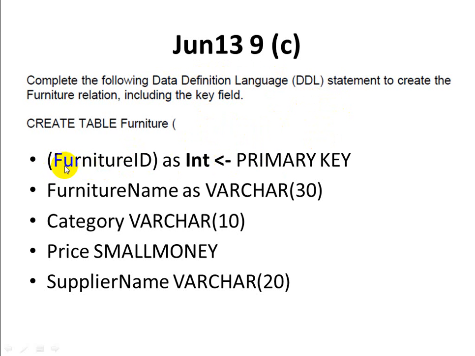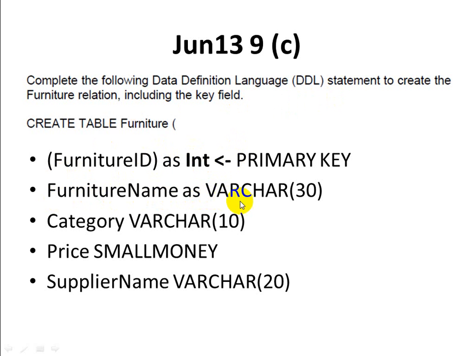You're going to write furniture ID, that's my first field. The reason why we bracket it and we have a little arrow saying primary key is because it is my key field. As int, that's the data type, as integer. If you said as number, not quite right for a programmer, but it's okay. Rather just say integer. Access will just say number, won't it? But we're not talking Access, we're talking DDL.